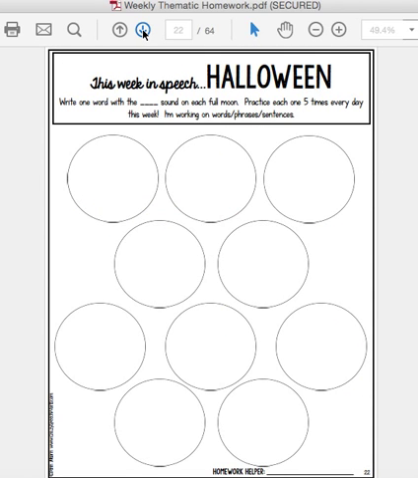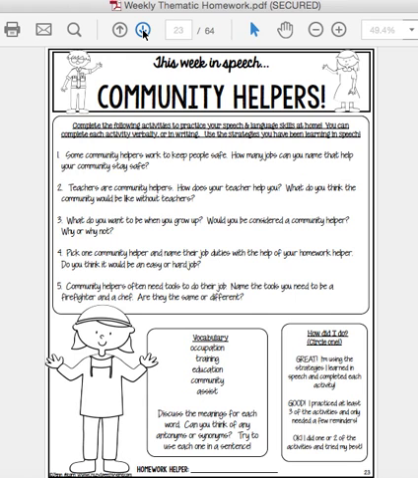Do you hear my dog snoring? He's laying next to me snoring.